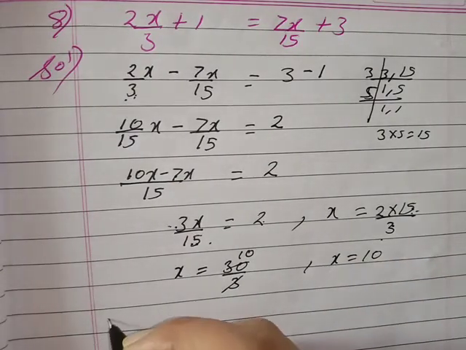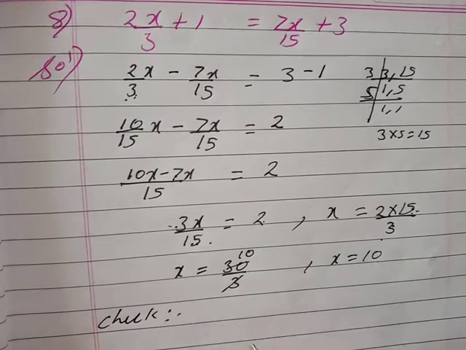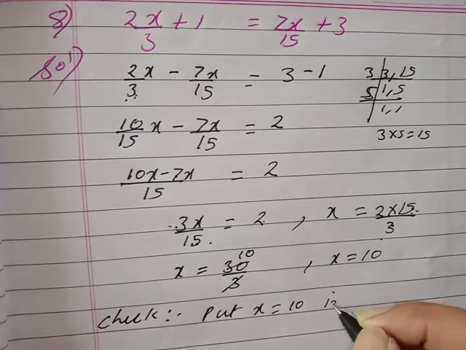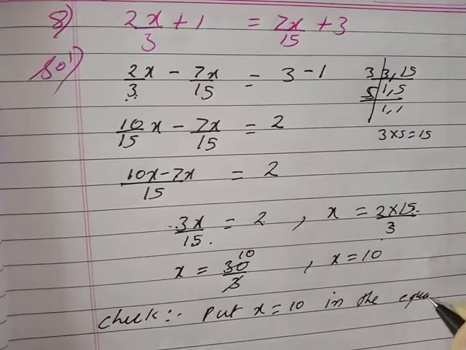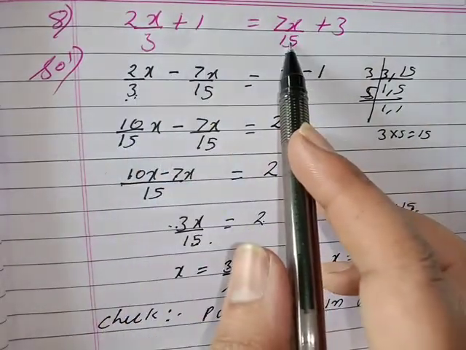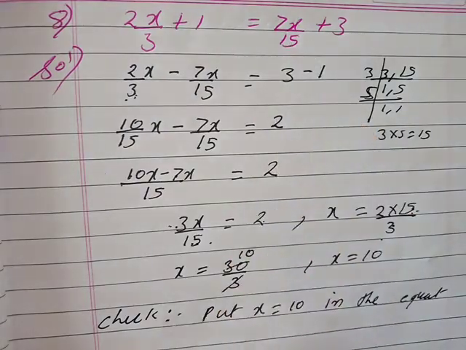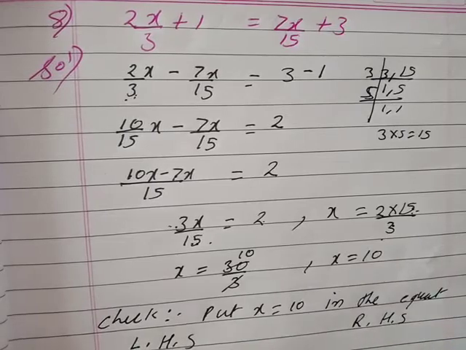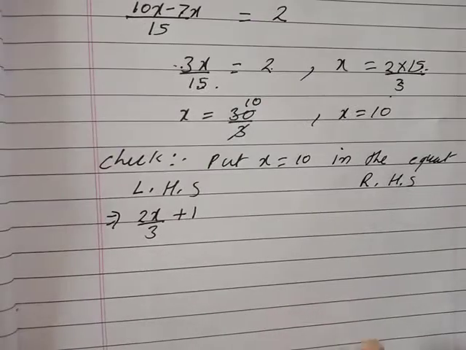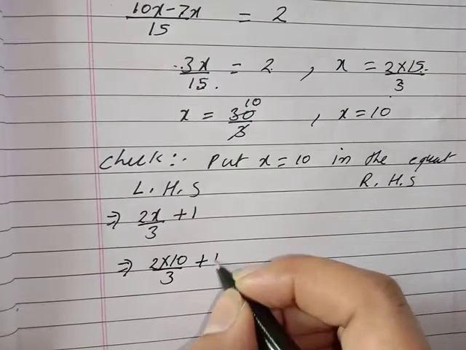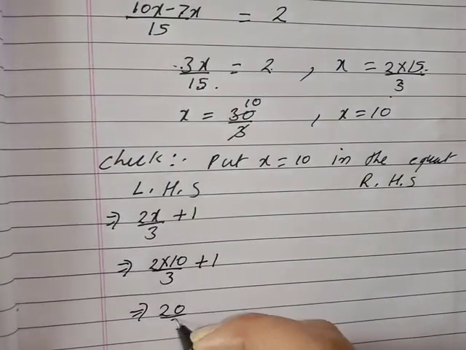Now we'll have to check. So first check, we have to put x equal 10 in the equation, and the equation is 2x upon 3 plus 1 equals 7x upon 15 plus 3. So first we'll put it into LHS, then into RHS. So the LHS part is 2x upon 3 plus 1. The value of x is 10. So 2 into 10 upon 3 plus 1, 2 into 10, 20 upon 3 plus 1.